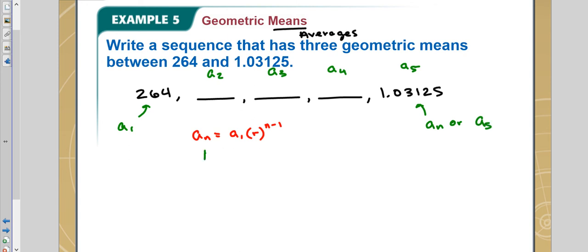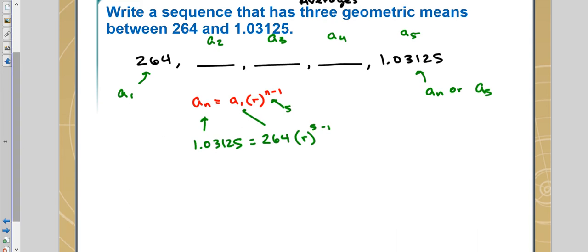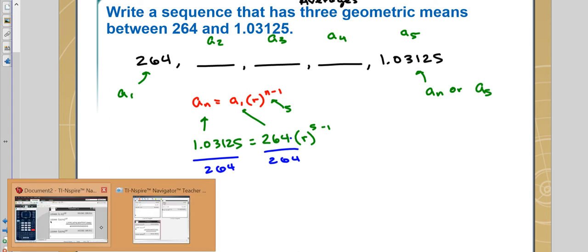and so we'll say here that this term has become 1.03125, and that's going to equal, this is 264. We don't know the rate, but we do know n is 5. So we would have 5 minus 1 up there. And so to simplify this equation, I could divide this, because this right now is multiplying, so if I divide by 264, I can simplify this equation quite nicely.